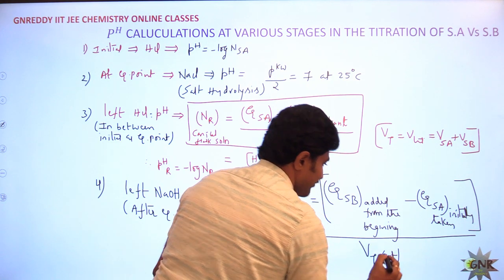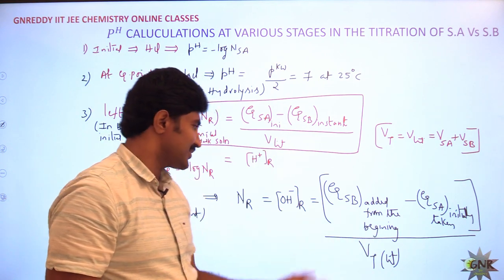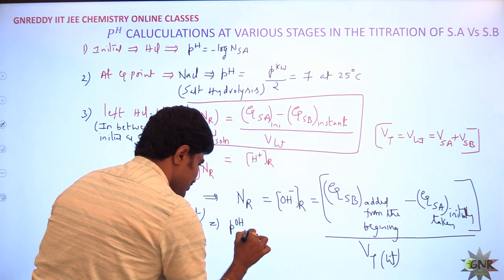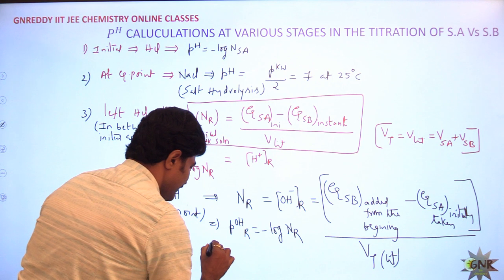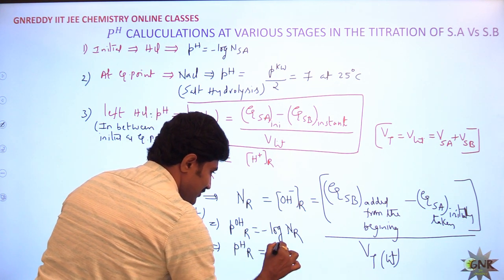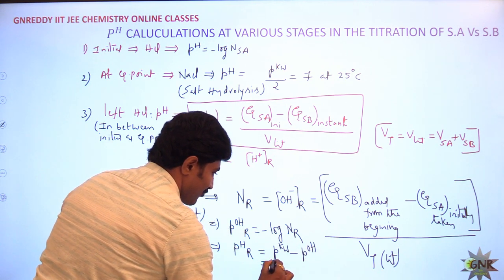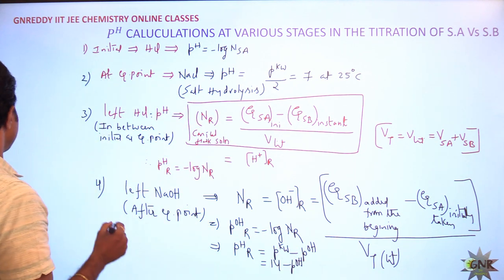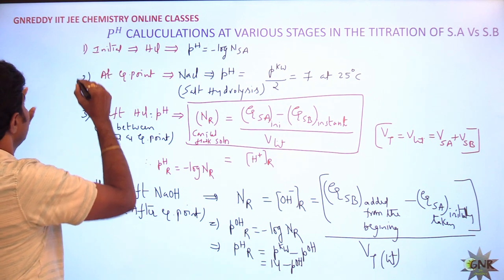Already I mentioned what V total is. So the volume of strong acid plus the volume of strong base at that instant, calculate it. From that calculate pOH of the resultant solution. This is minus log of normality of the resultant. From this calculate pH of the resultant solution. This is pKw minus pOH, that is 14 minus pOH. So we can find the four different cases of this.